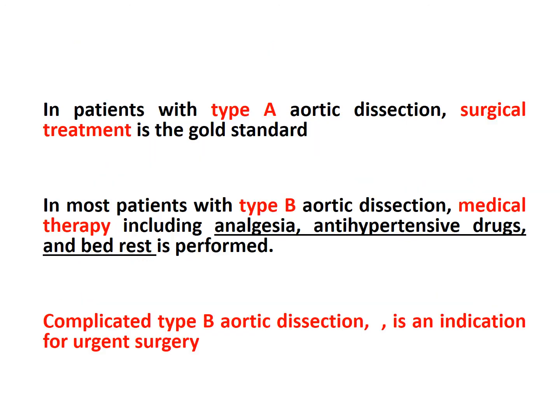In patients with type A aortic dissection, surgical treatment is the gold standard. In most patients with type B aortic dissection, medical therapy including analgesia, antihypertensive drugs, and bed rest is performed. But complicated type B aortic dissection is an indication for urgent surgery.